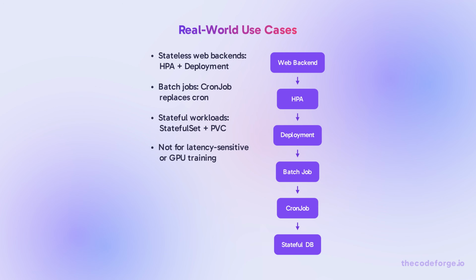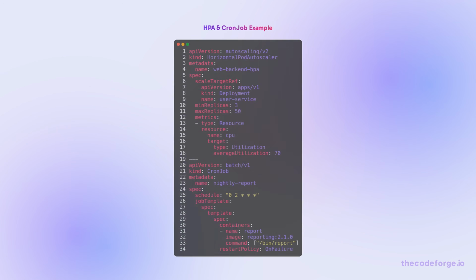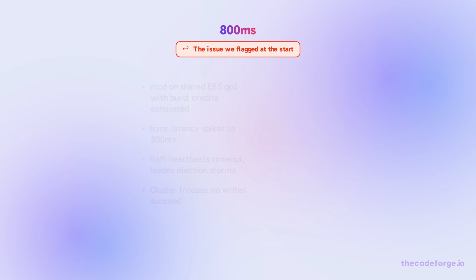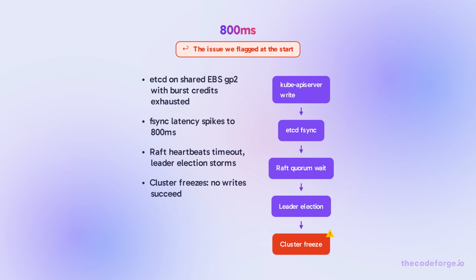Kubernetes excels at stateless web backends with auto-scaling, batch jobs with cron job, and stateful databases with StatefulSets. But not every app belongs in K8s. Latency-sensitive workloads may be better on bare metal. An HPA scales the user service deployment between 3 and 50 replicas based on CPU utilization. A cron job runs a nightly report at 2 a.m. every day.